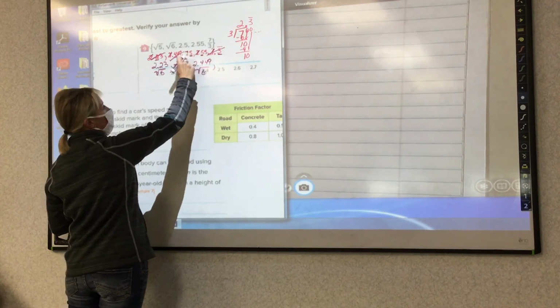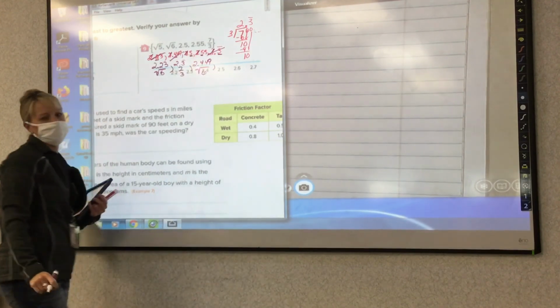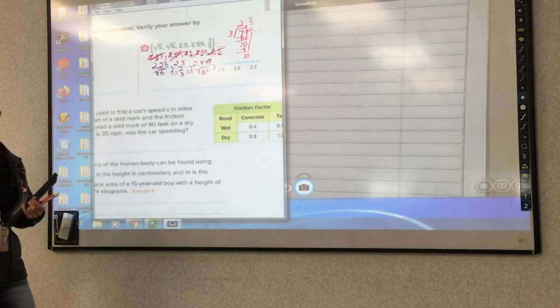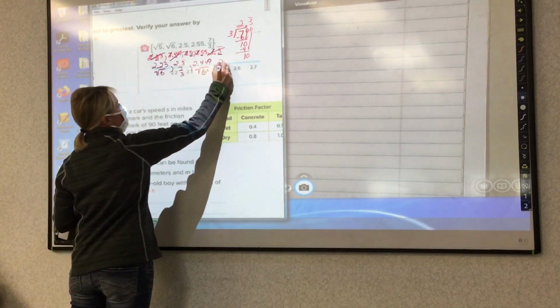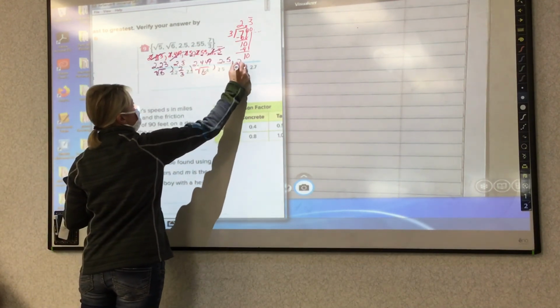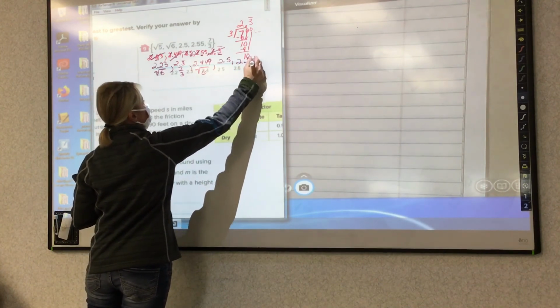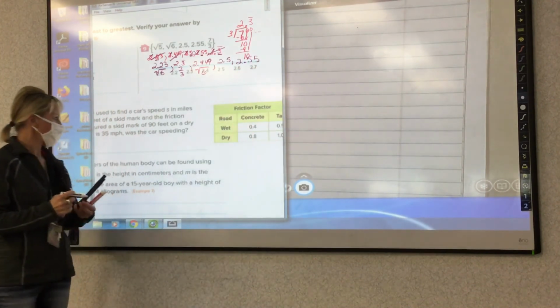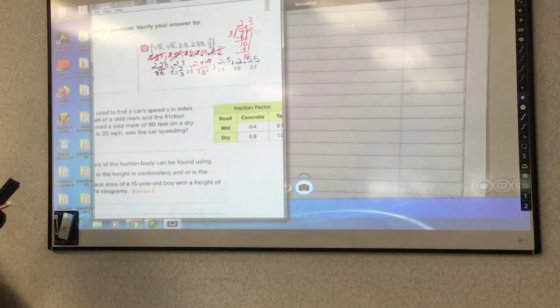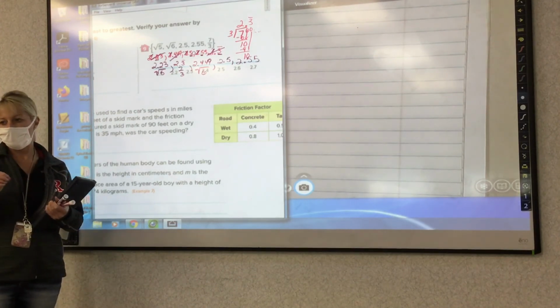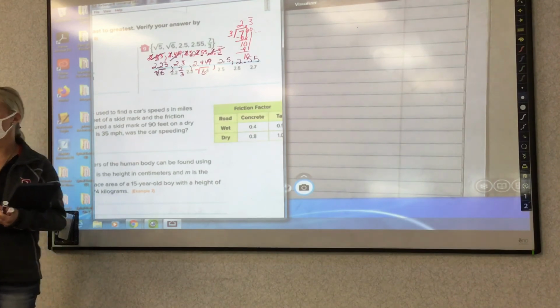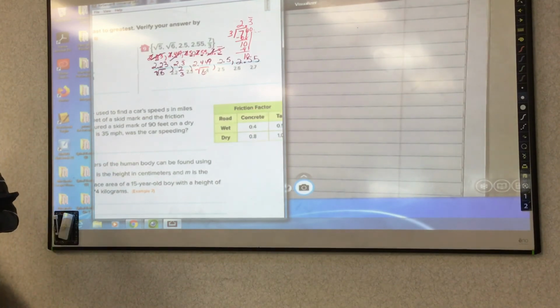Now, which one do I go next? 2.5 or 2.55? 2.5, because that's like saying that there's a 0 there. So 2.5, and then 2.55. Okay, so in order to compare the numbers, you have to make sure that they're all decimals.